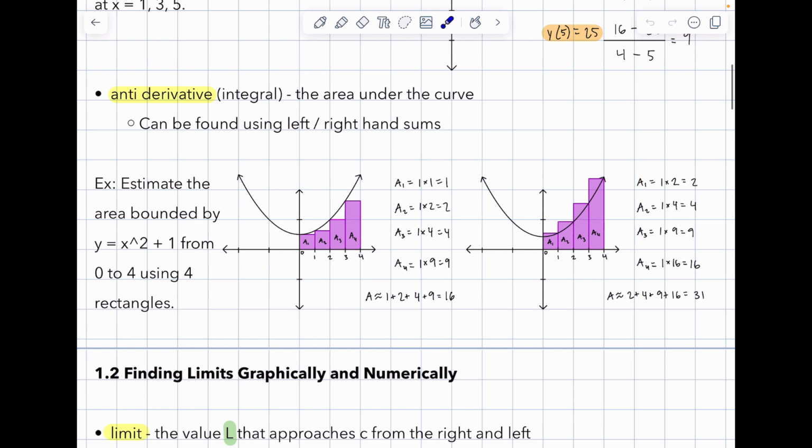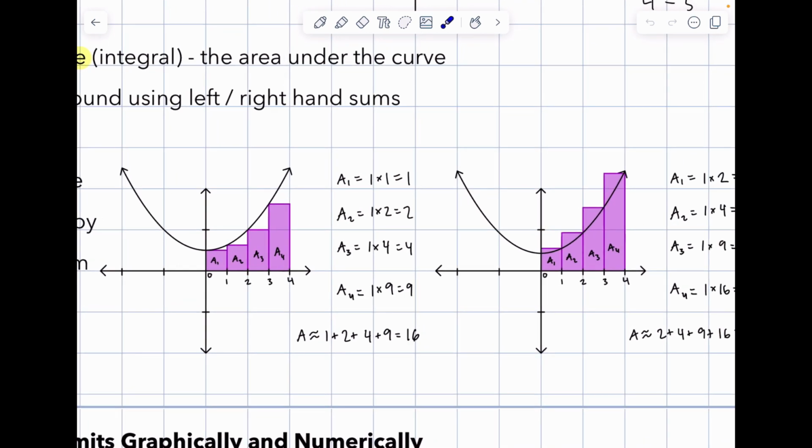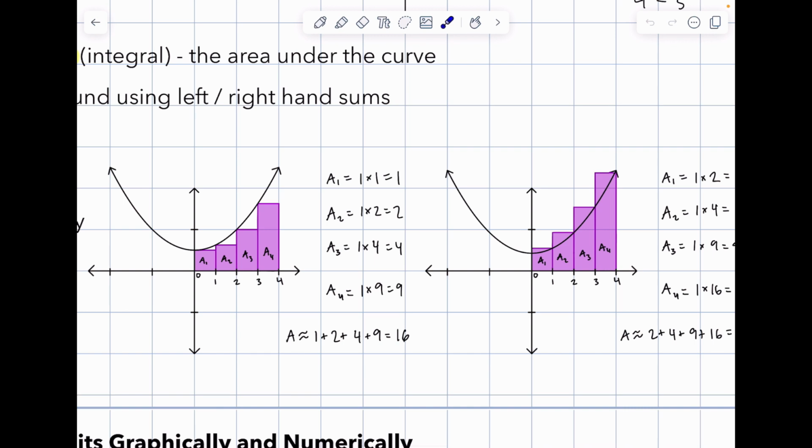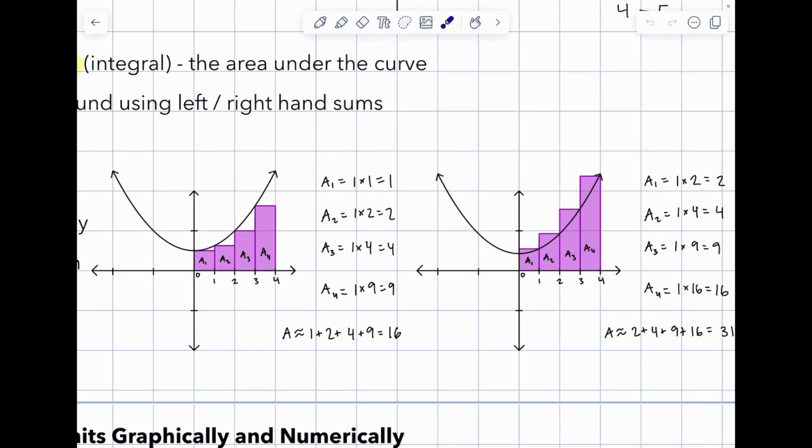And so now, an antiderivative, or an integral, is essentially the area under the curve, and you can find this using left and right hand sums. So another example here: estimate the area bounded by y equals x squared plus 1 from 0 to 4 using 4 rectangles. As you can see here, in both of these graphs, we have our function y equals x squared plus 1, and we're bounded from 0 to 4.